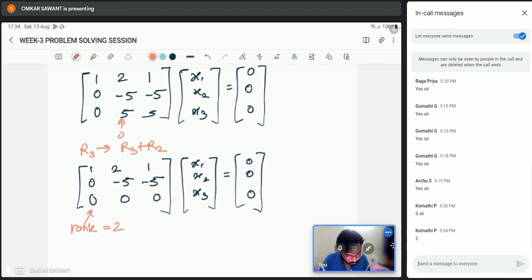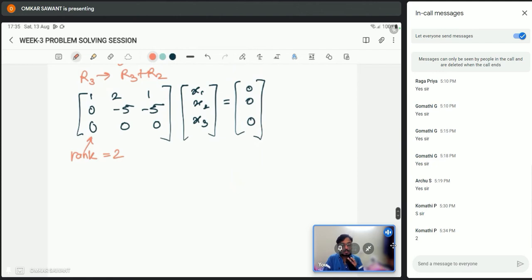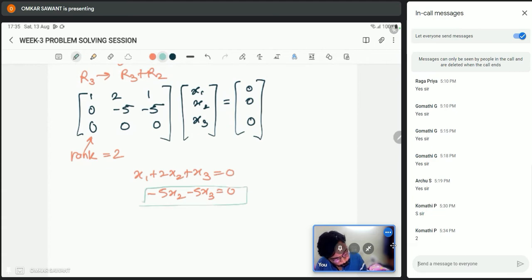So what are the eigenvectors? Anyone calculated? Has anyone been able to calculate?